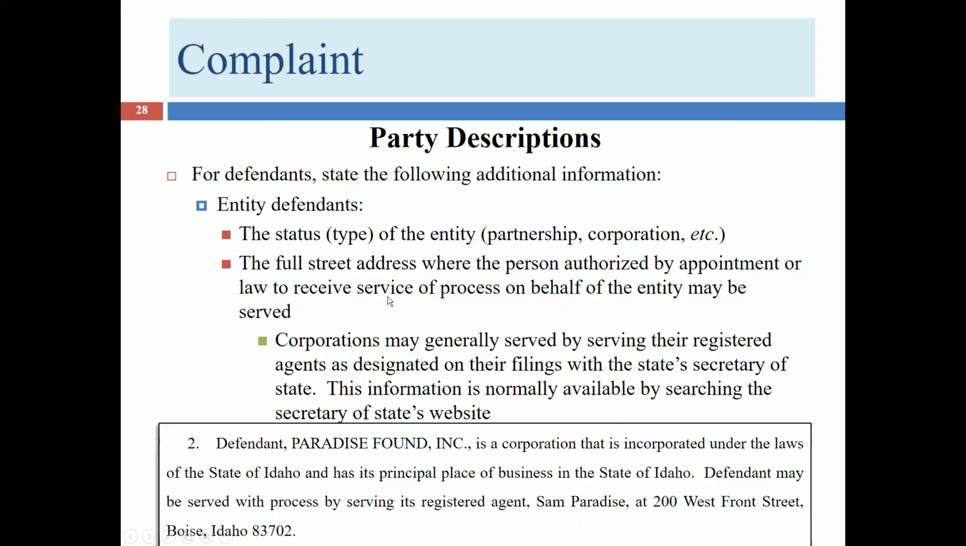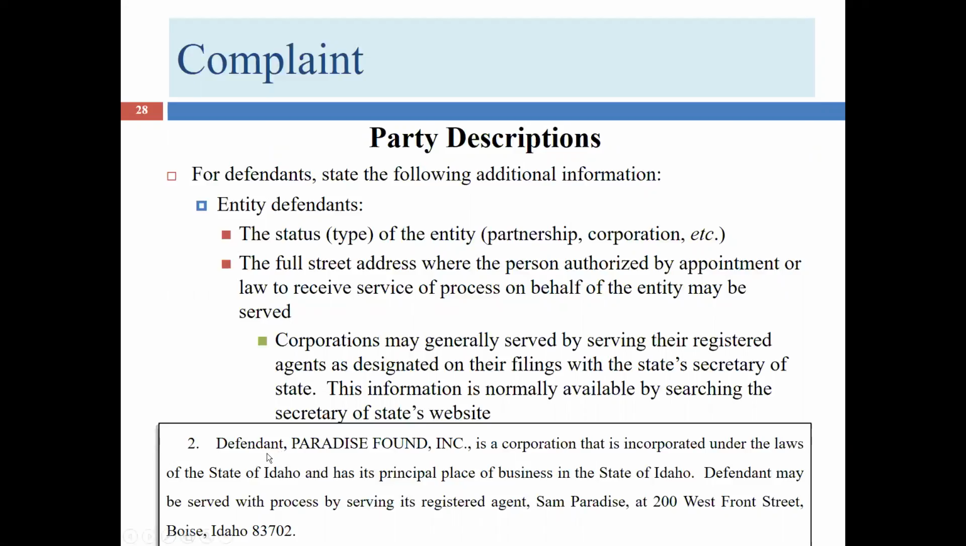If it's a corporation or an LLC, they will have to have specified somebody who can be the agent for receiving the service of the lawsuit. And so that will have to be stated. You'll have to look up that person on the Secretary of State website to find that out.